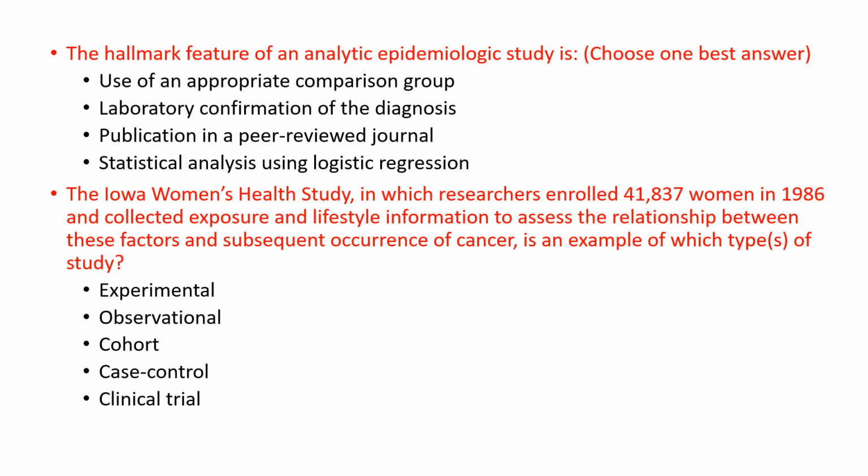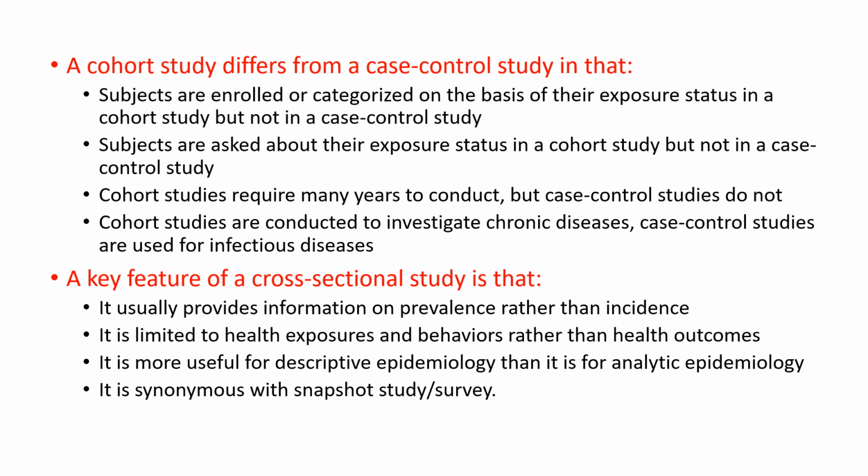So, let us say in a women's health study, a researcher enrolled 41,837 women in 1986 and collected exposure and lifestyle information to assess the relationship between these factors and subsequent occurrence of cancer. It is an example of which type of study? It is a cohort study carried out among the particular group of women, looking at their characteristics in a prospective manner.